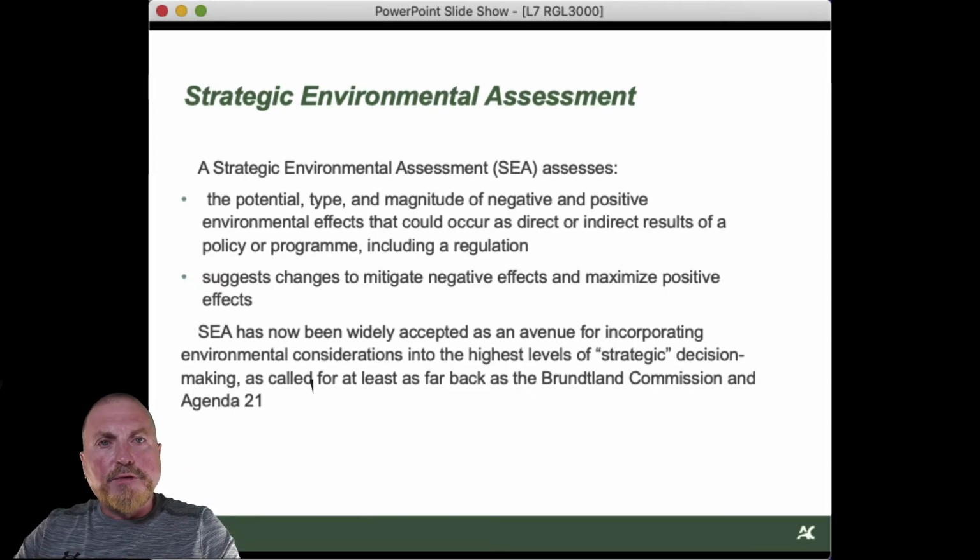The strategic environmental assessment considers the potential type and magnitude of negative or positive environmental effects that could occur as direct or indirect results of a policy or program change, including a regulation. It suggests ways to mitigate negative effects and maximize positive effects on the environment of a regulatory change.